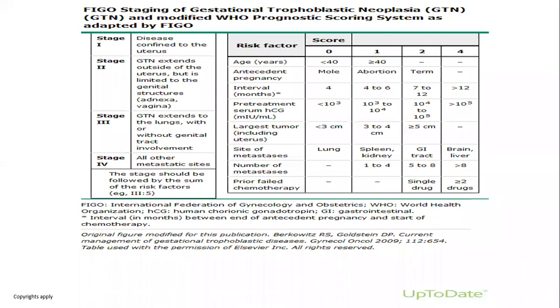Then prior failed chemotherapy is scored either 2 or 4, 2 being a single failed therapy due to failed single drug therapy, and also scored 4 for failed multi-drug therapy.